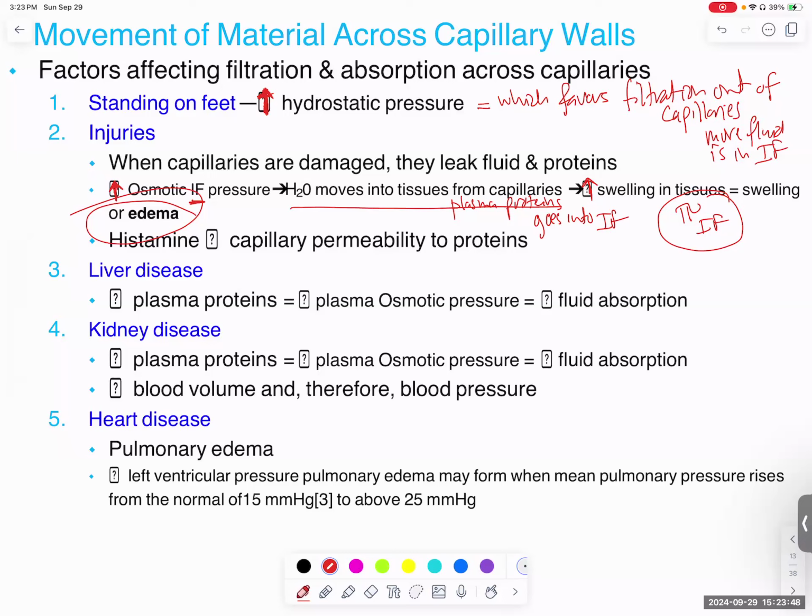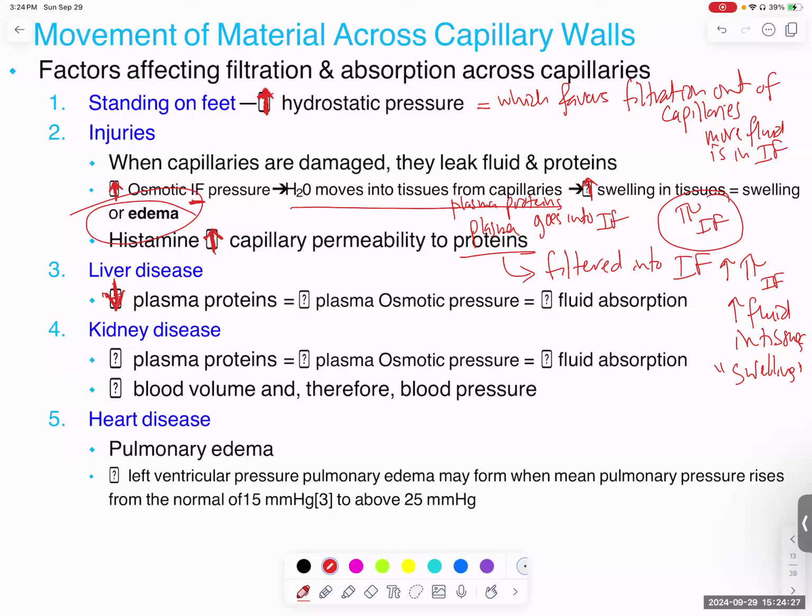Histamines also can increase the permeability to plasma proteins. So they get filtered into interstitial fluid. And so this increases the osmotic pressure of interstitial fluid, and it increases fluid in tissues, which we call swelling. So an antihistamine works against histamine, so you don't have swelling. Liver disease: the liver cells don't work anymore. They're going to decrease their production of plasma proteins, which is going to decrease osmotic pressure, which is going to decrease fluid reabsorption back into the capillary, and it stays in the interstitial fluid. This is also swelling or edema.